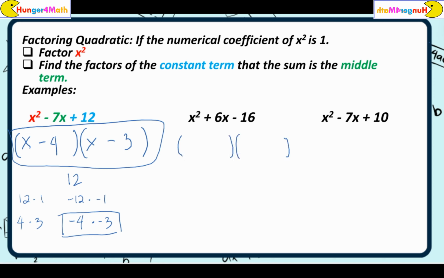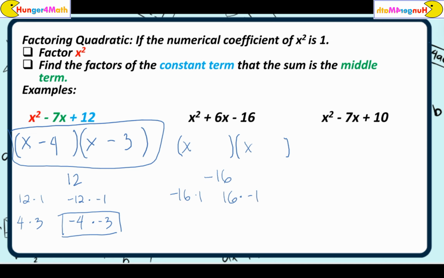Then factor x squared, that will be x and x. Then get the constant term, which is negative 16. Whatever the operation here, that will be the sign of your constant term. Then factors of negative 16 that the sum is 6. So let's list it down first. We can use negative 16 times 1, or 16 times negative 1.